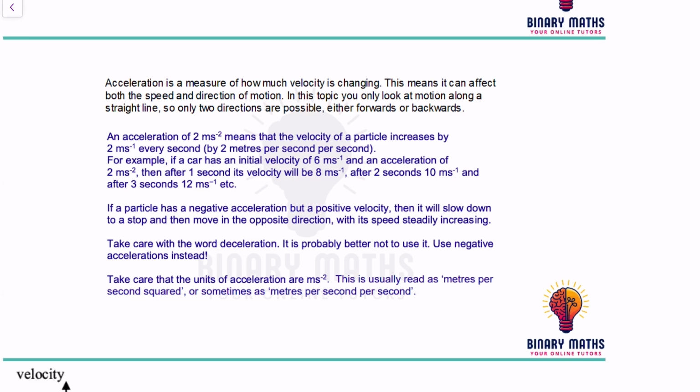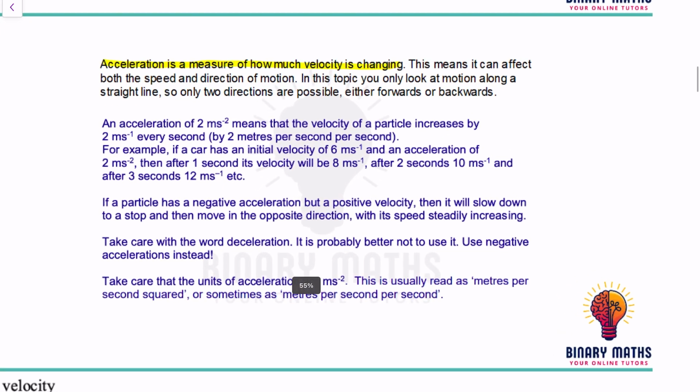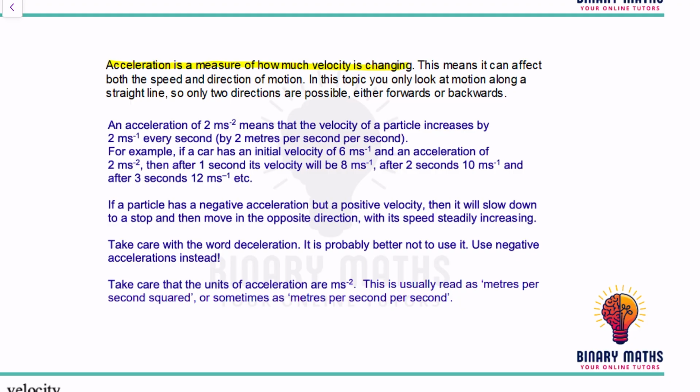So acceleration is a measure of how much velocity is changing. This means it can affect both the speed and the direction of motion. In this topic, you'd only look at motion along a straight line, so only two directions are possible, either forward or backward. So always remember we're moving forward or backward for this unit. An acceleration of 2 meters per second squared means that the velocity of a particle increases by 2 meters per second every second.